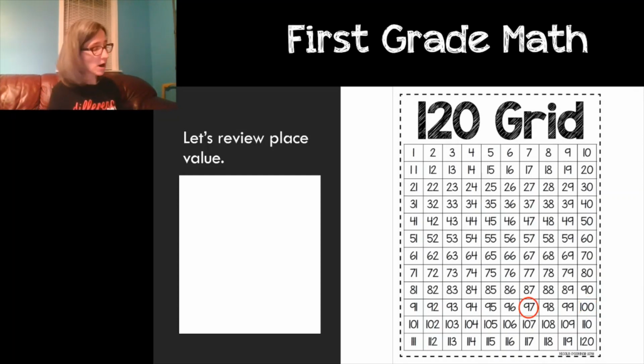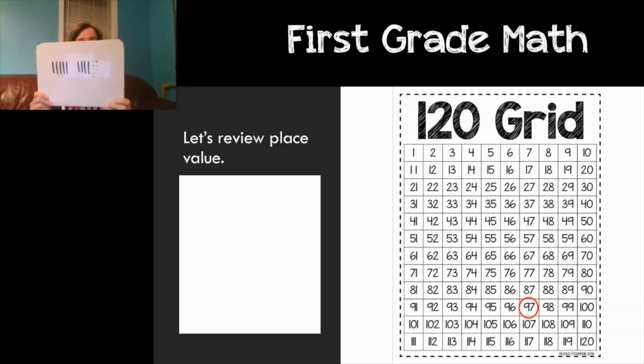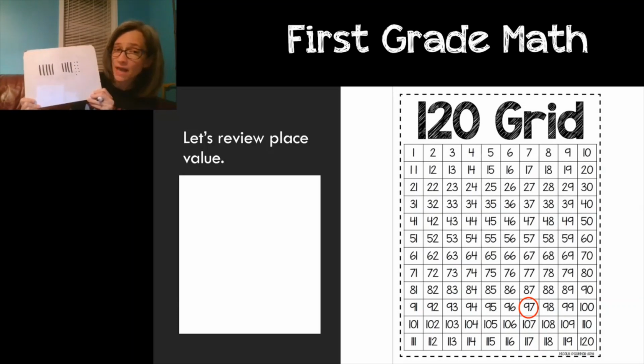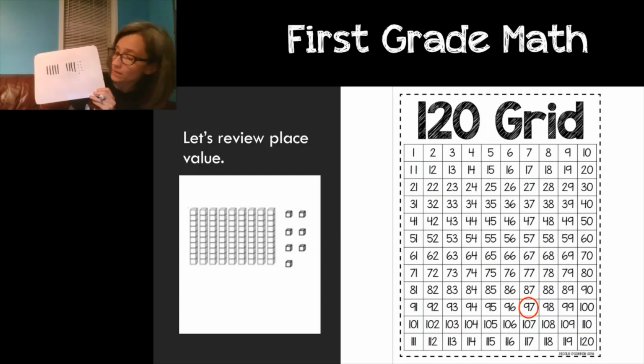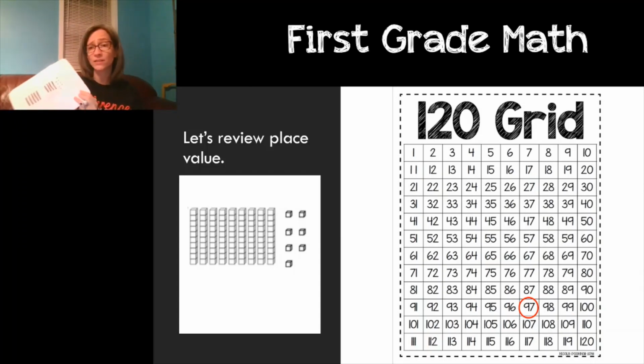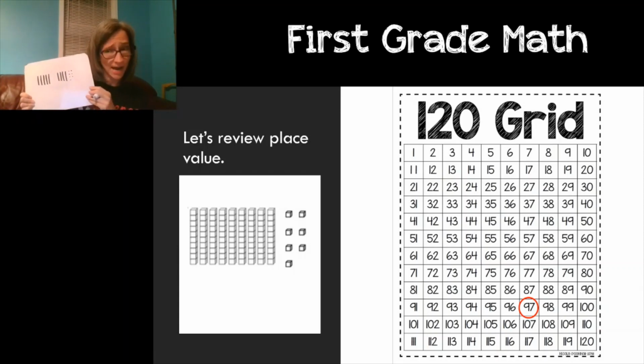Okay, what's this number called? 97. How would you draw 97? Show. You should have 9 sticks of 10 and 7 loose ones. Oh, Miss Dowell didn't draw that right. I had too many ones. Miss Dowell drew 99. That is now 97.